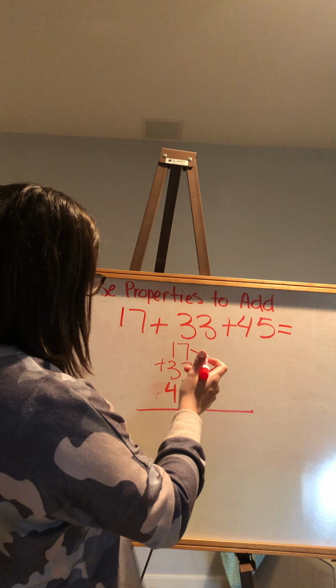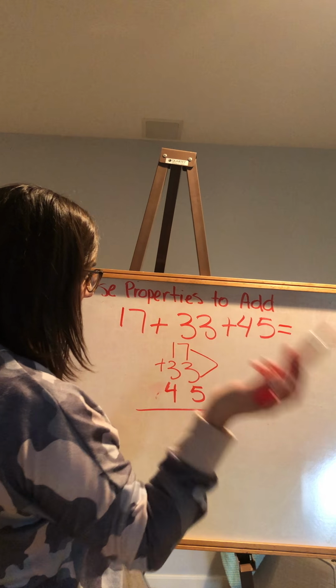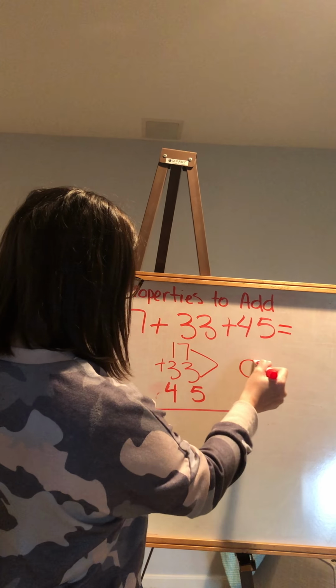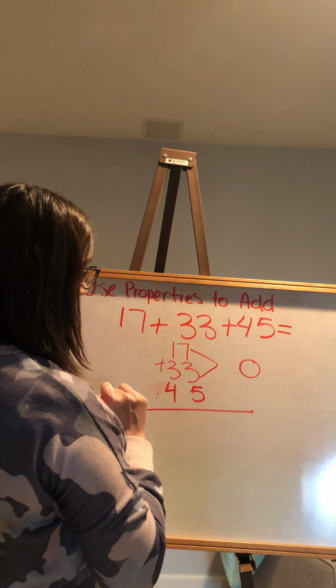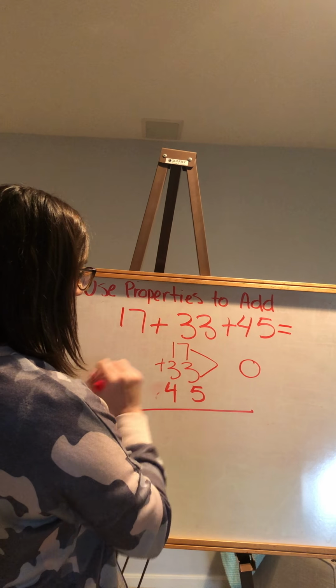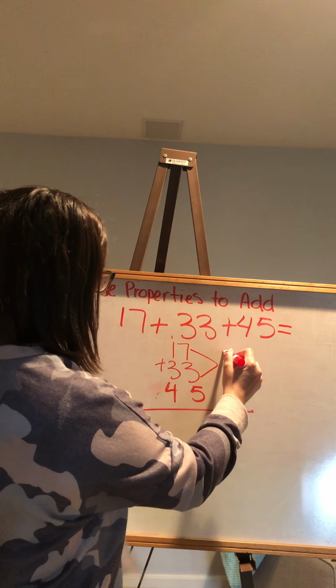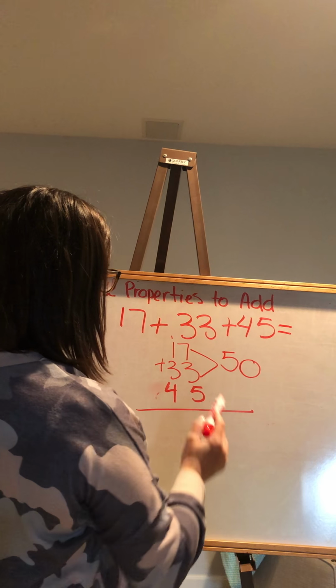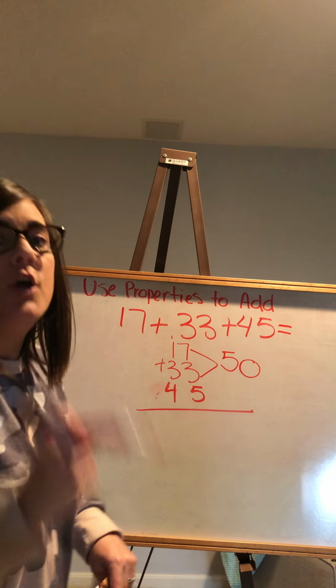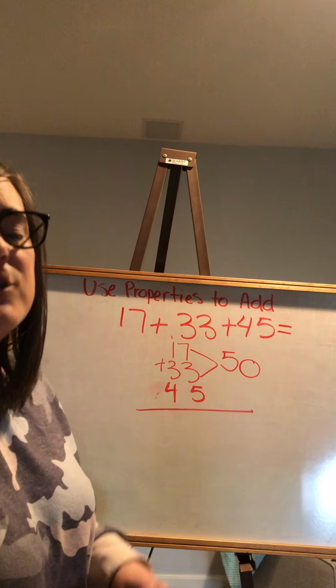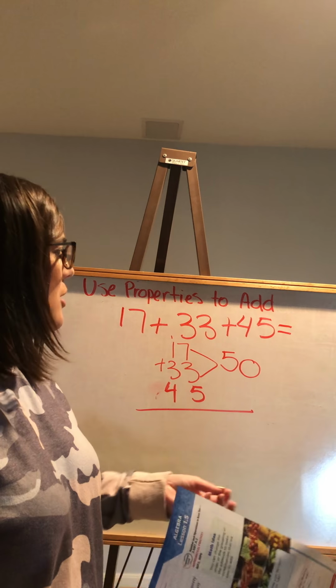So, 7 plus 3 in our head is 10. Put your 0 here, carry your 1. 3 plus 1 is 4, plus 1 is 5. So we know that 17 plus 33 is 50. You should be able to do that in your head, which I know that you can, okay? I know that you can.